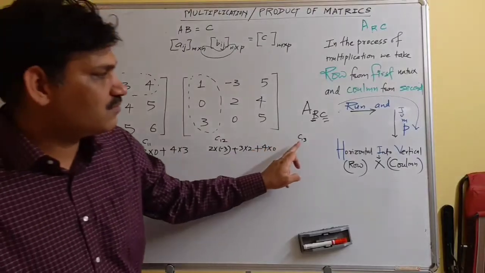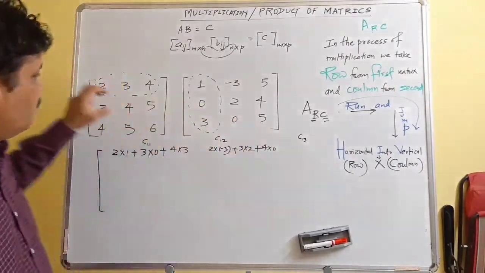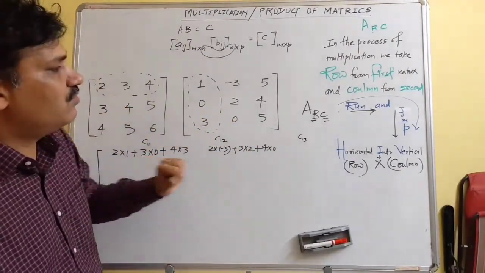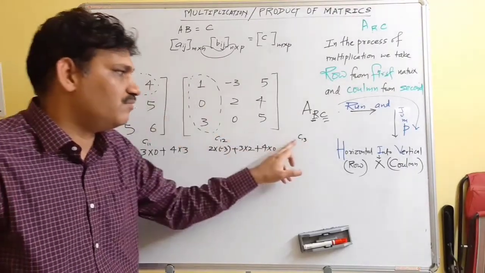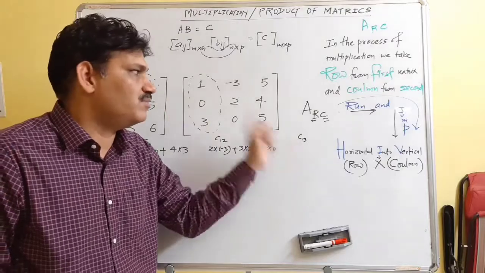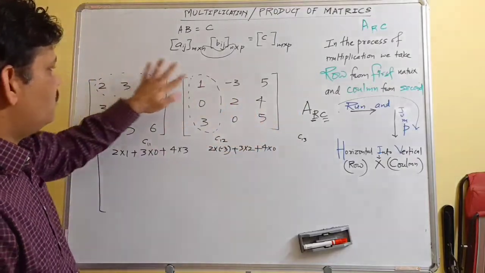Now this position, first row and third column. How will we get this element? The first row will be multiplied by the third column. The row is to be taken from the first matrix and the column is to be taken from the second. So let me delete it.